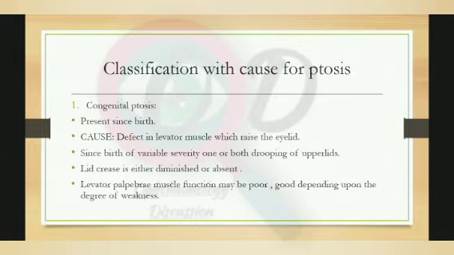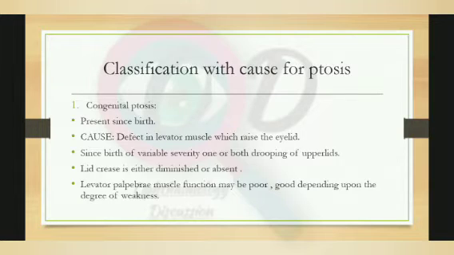Lid crease is either diminished or absent. What is lid crease? Lid crease is the upper lining, or you can say skin fold, on the upper eyelid, above the margin of the upper eyelid. So this is the lid crease. Sometimes it is diminished or sometimes it is absent in congenital ptosis.